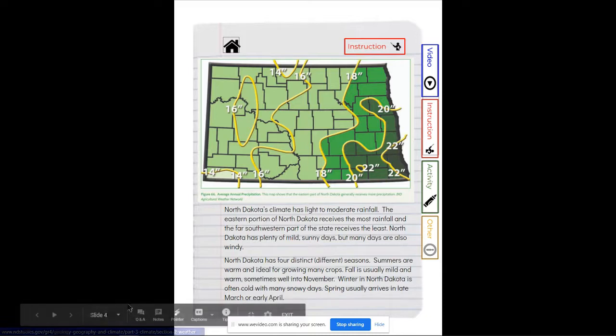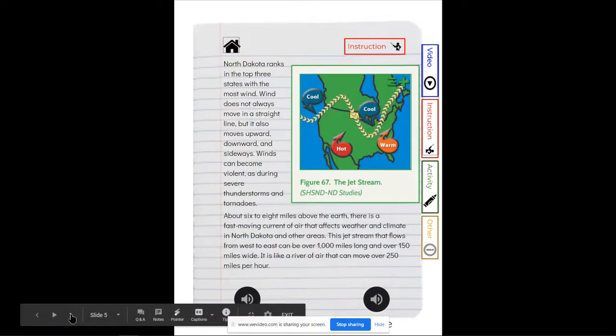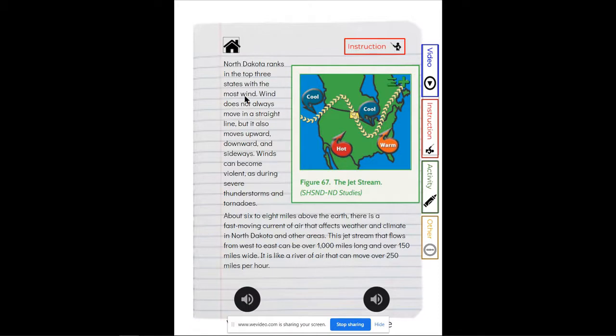Again, this image is a link to the North Dakota Studies website. North Dakota ranks in the top 3 states with the most wind. Wind does not always move in a straight line, but it also moves upward, downward, and sideways. Winds can become violent, as during severe thunderstorms and tornadoes.